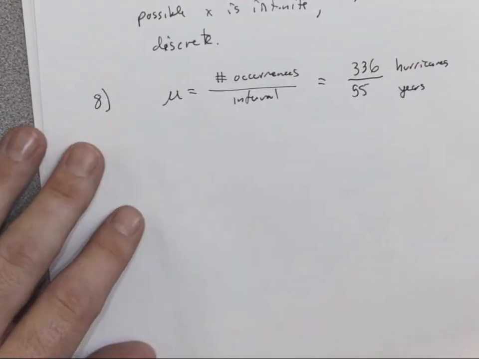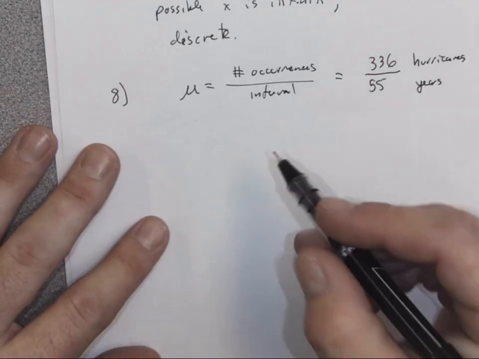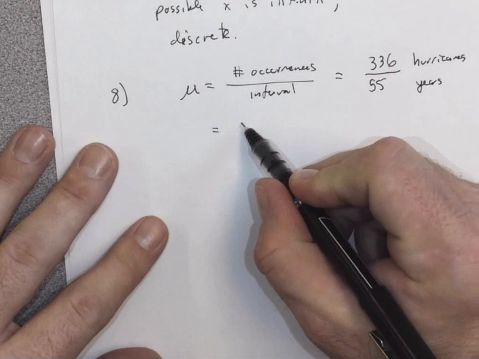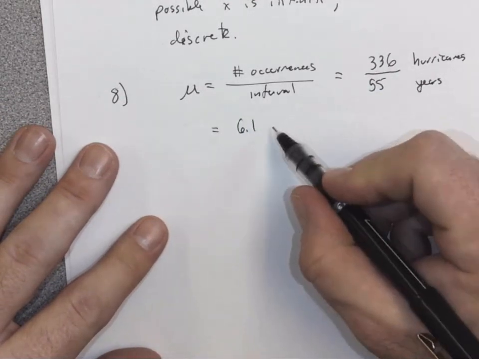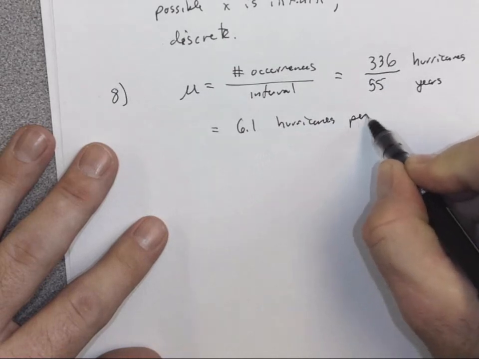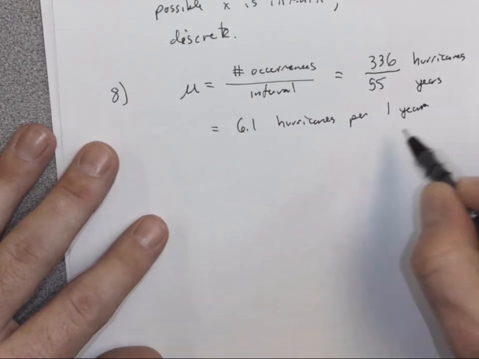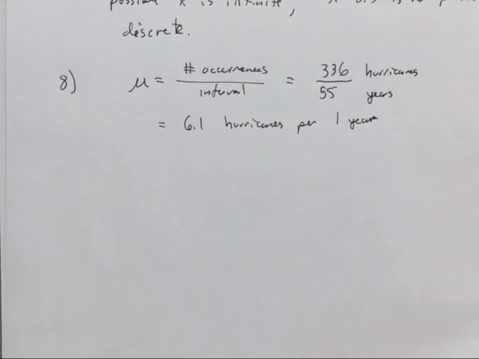So when you divide this, you actually get what's called a unit factor. You're going to say how many hurricanes there are per year. That's really what this means. So it's a mean of 6.1 hurricanes per 1 year. You don't really have to say the 1 here, but just to reinforce that, it's going to be useful when we answer letter C.